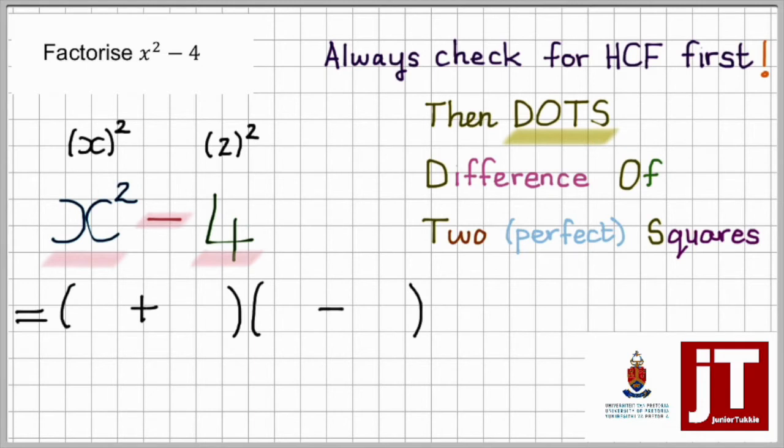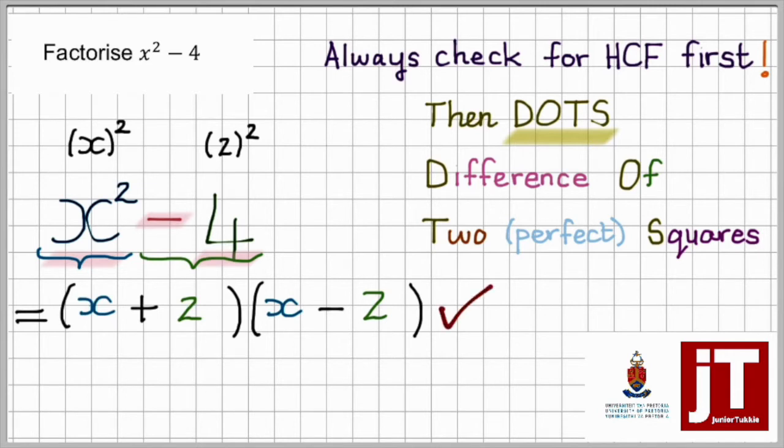We write out two brackets, one with a plus sign in it and the other with a minus sign. The order does not matter. We then look at the first term and remember that the square root of x squared is x. We write that down as the first term in each bracket. Then we remember that the square root of 4 is 2, and we write this down as the last term in each bracket. And having done so, we have found the answer to this problem.